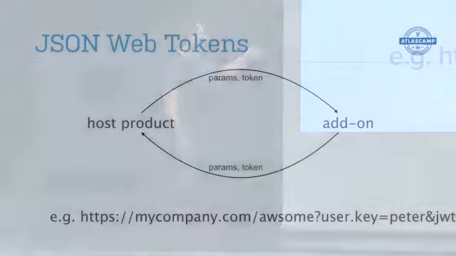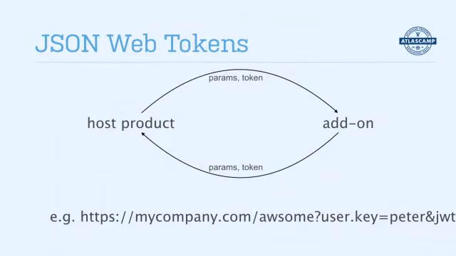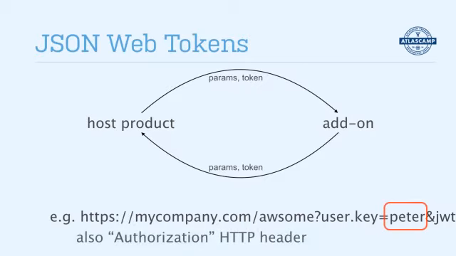So you can just include it as a parameter on an HTTP request. You can also put it in a header. We've chosen to allow both. So for example, this could be an iframe URL, and on the end, there's a JWT parameter, and we read that in Connect. It could also be there as an authorization HTTP header.